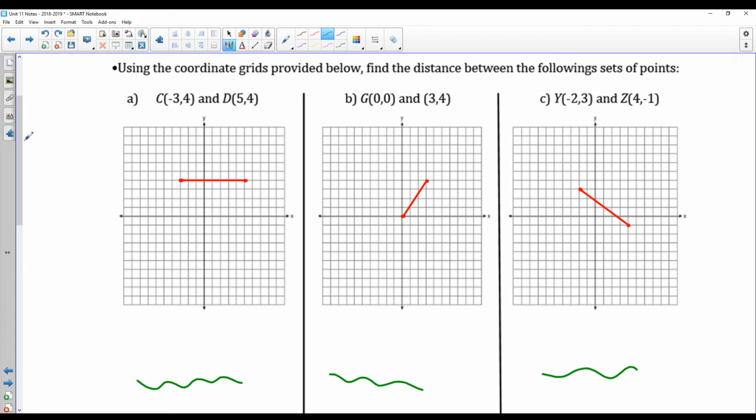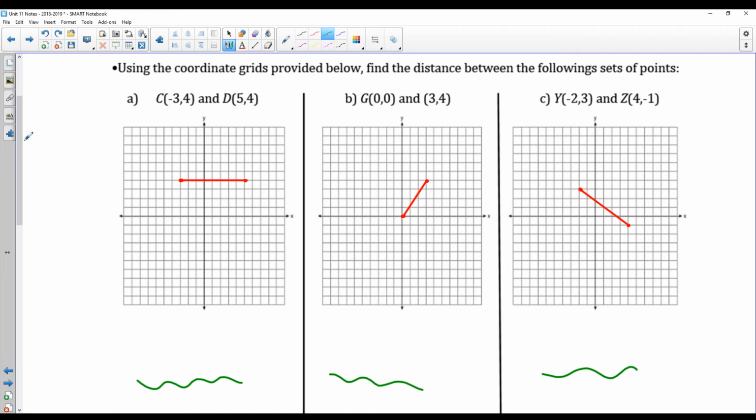I want you to find the exact length of this segment. So that's a key word. I don't want you to just estimate. I want you to come up with a way, thinking about everything we've studied this year, to find the exact distance between these 2 sets of points. All right, so that's task 1.